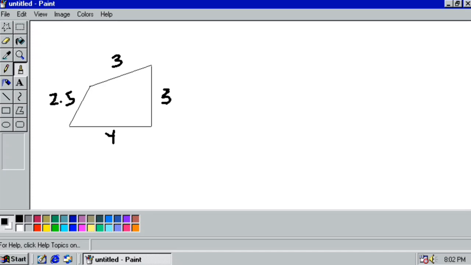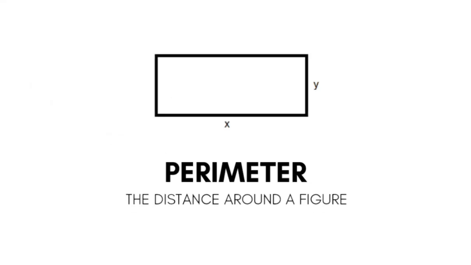In this video, we are gonna talk about a perimeter. So first, what is a perimeter? A perimeter is the distance around the figure.